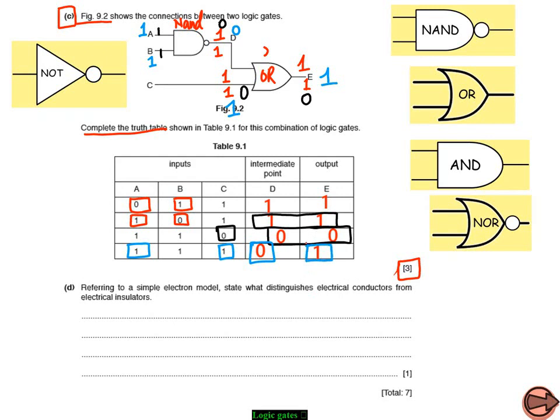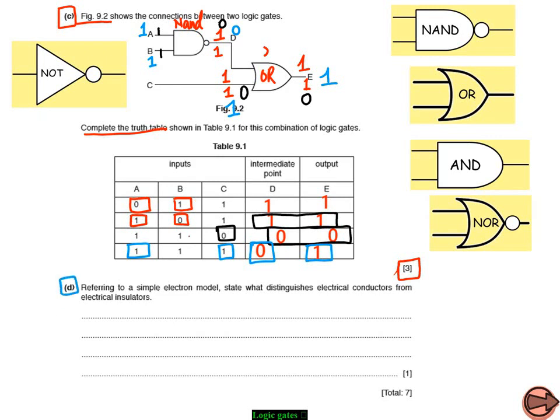So this is how we can answer. This is quite a straightforward way to answer this type of question. The best way is to just write down what is given, look at the different gates, and simply answer. I hope you have a better understanding of how to handle this type of question now. So let's move on to the next one, part D.